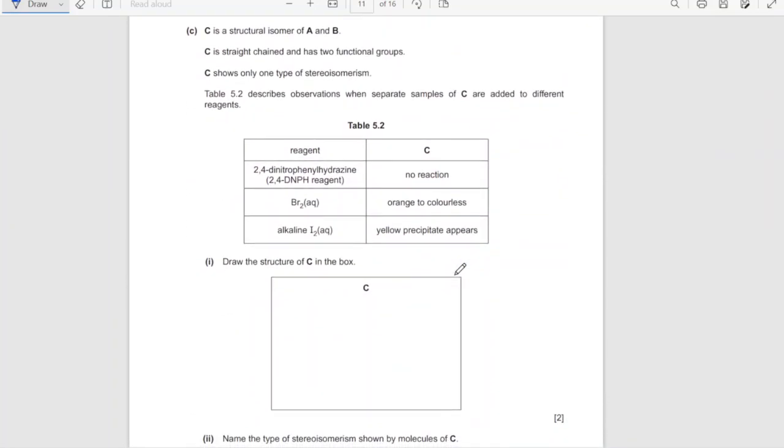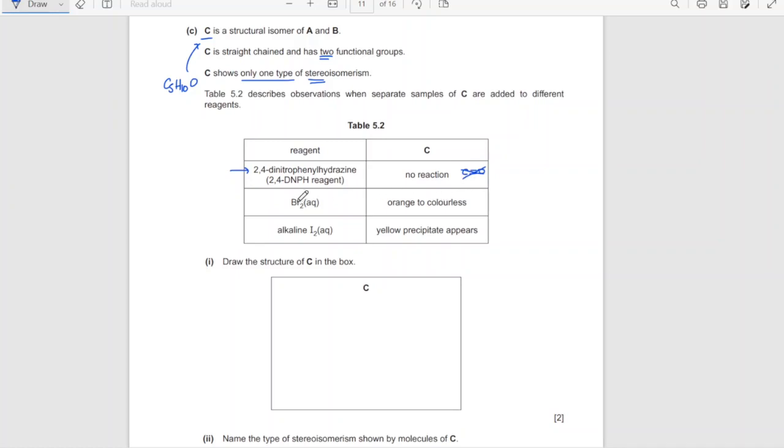Now it says that C is a structural isomer of A and B. So it has the same molecular formula as per our definition earlier. This is going to be C5H10O still. Now it says that it is straight chained and it has two functional groups, and it shows only one type of stereoisomerism. It does not show a reaction with 2,4-dinitrophenylhydrazine, so it does not contain C=O, that's for sure.